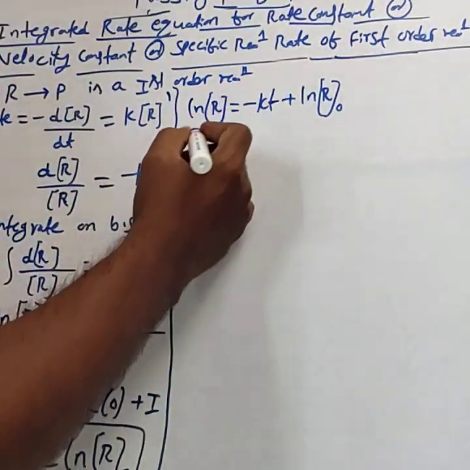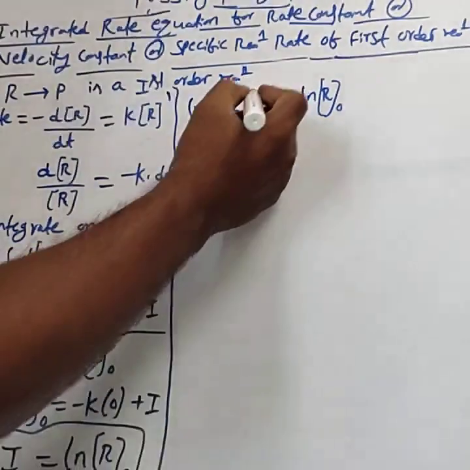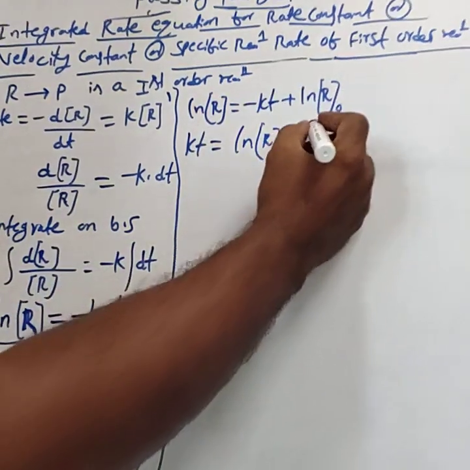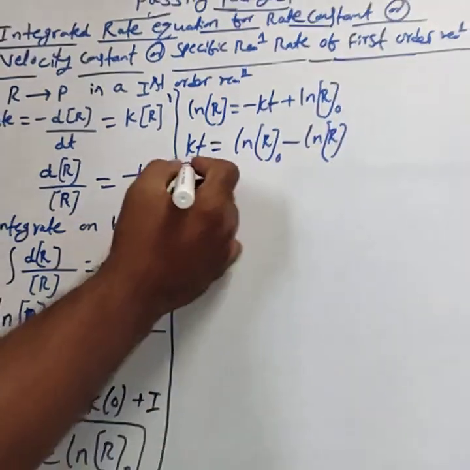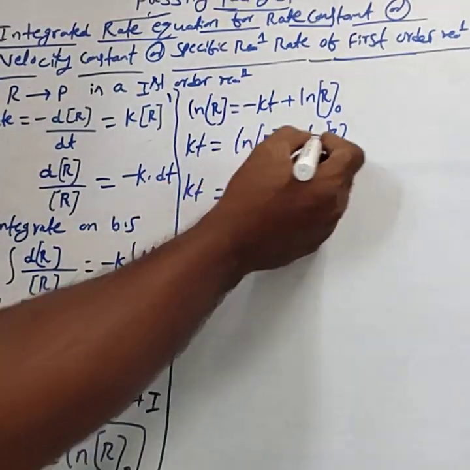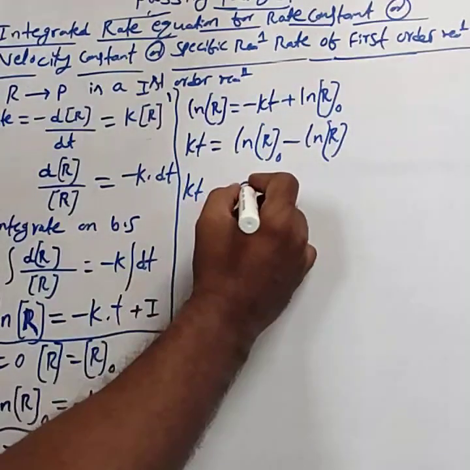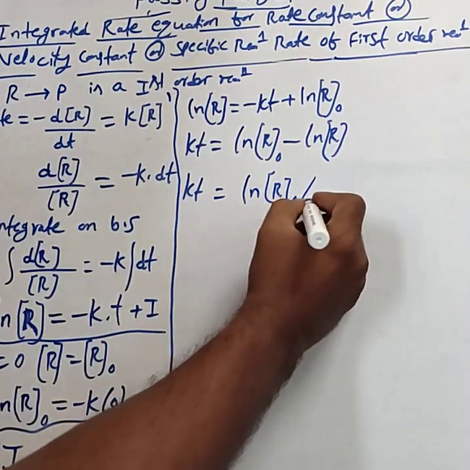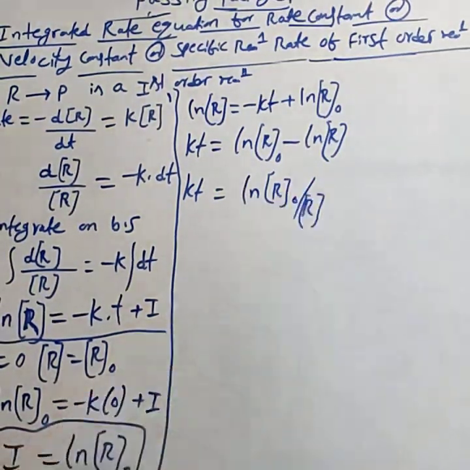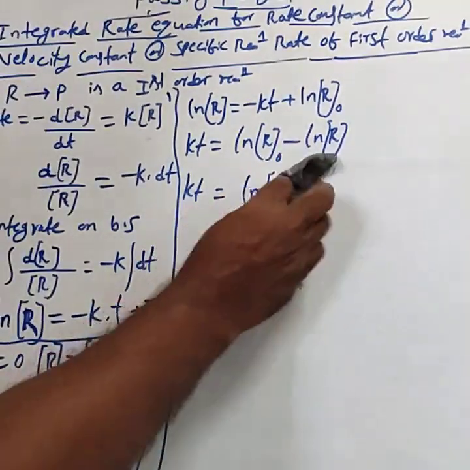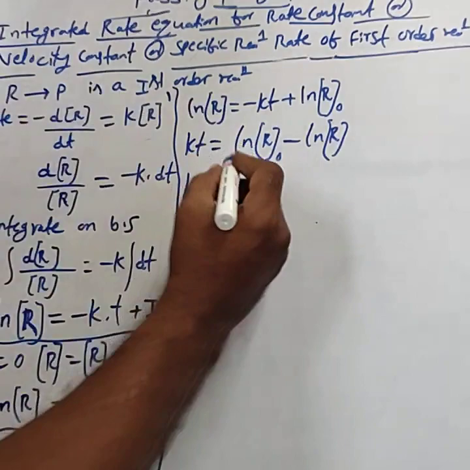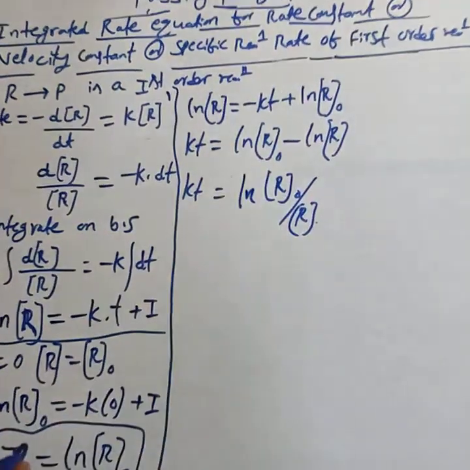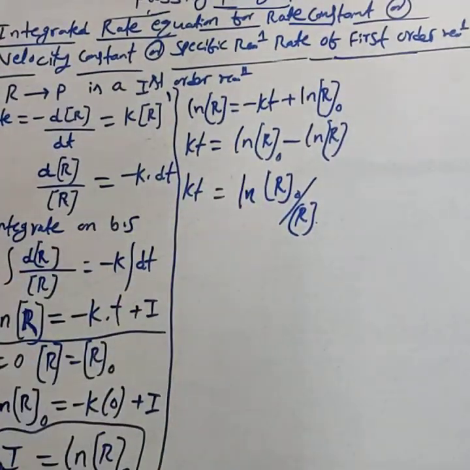Then rearrange, that is kt equals ln R naught minus ln R. Again, we know that log A minus log B can be taken as log of A by B. That is ln of R naught by R. Then you convert ln, exponential log, into base 10 log.